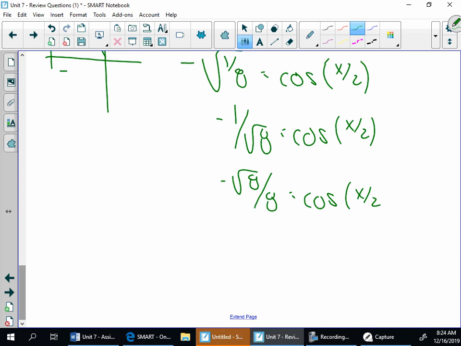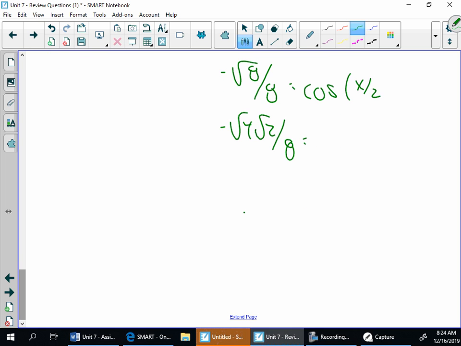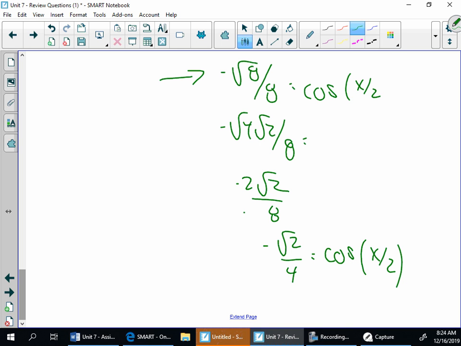Which, if you really want to, you can break that down. That's like root 4 and root 2 over 8, which is like 2 root 2 over 8, which is like root 2 over 4. But I'm totally fine if you stop here. There's letter D.